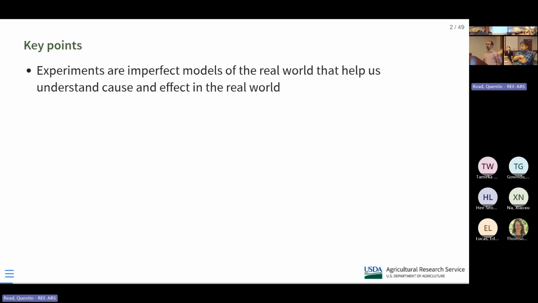Well, an experiment is also a model of the real world. We wouldn't bother doing an experiment if we didn't think it had some bearing on the real world. And so we create these artificial worlds in the lab or in controlled conditions to help us understand what's going on in the real world.